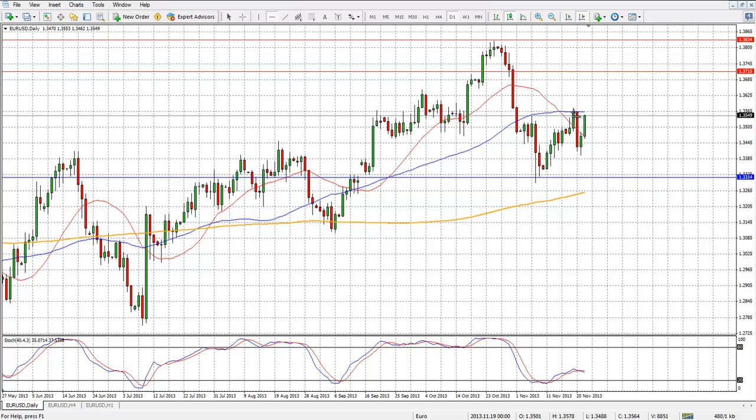So the resistance at this point in time would be at 1356, which is the 50 period moving average on daily, followed by this high as well, which is just slightly higher, 1357, and obviously 1371, 1383, which are those two previous highs that we discussed earlier.